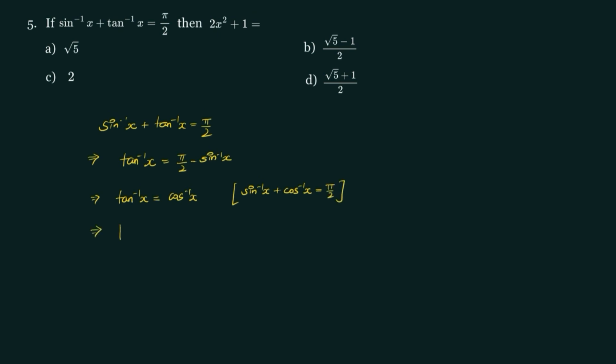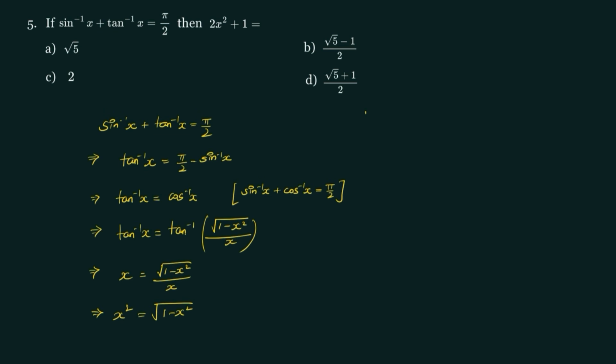This implies tan inverse of x equals, now we can write cos inverse of x in terms of tan inverse of x, and from the relation it is tan inverse of root over 1 minus x square over x. So since both sides there is tan inverse, operating with tan we will get x equals root over 1 minus x square over x. On cross multiplying we will get x square equals root over 1 minus x square.